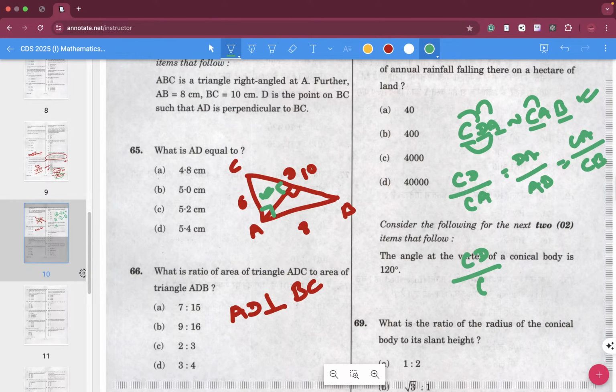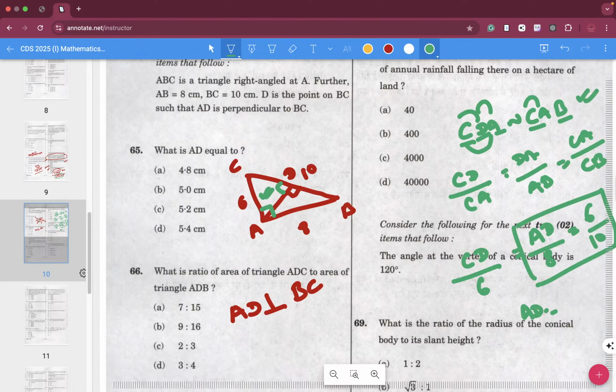Okay, but CA value we know is 6. DA value is how much? We don't know. This is what we have to find, DA or AD. AB value is 8. What is the value of CA or AC? Which is 6. What is the value of CB? CB is 10. This is what we have to find out. AD value is what we have to find out. So from here we can say AD is equal to 48 by 10, or otherwise 4.8.